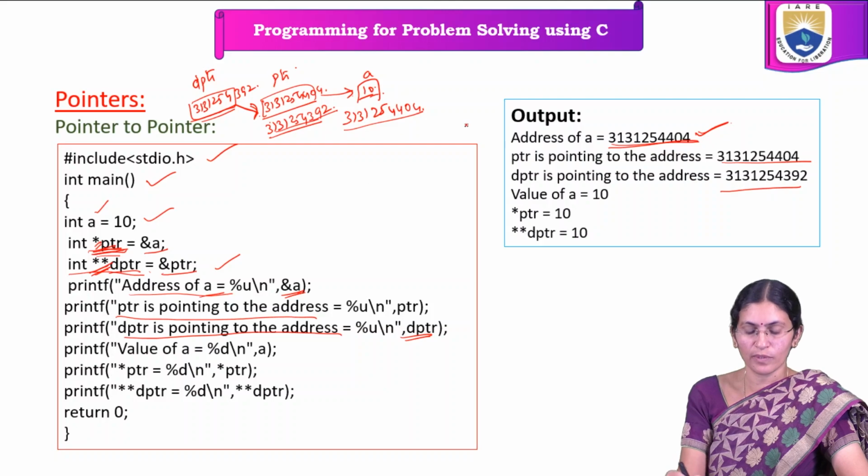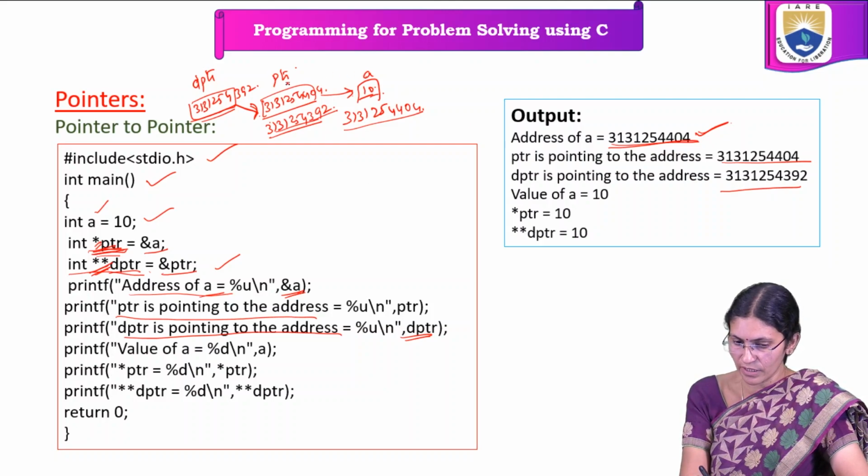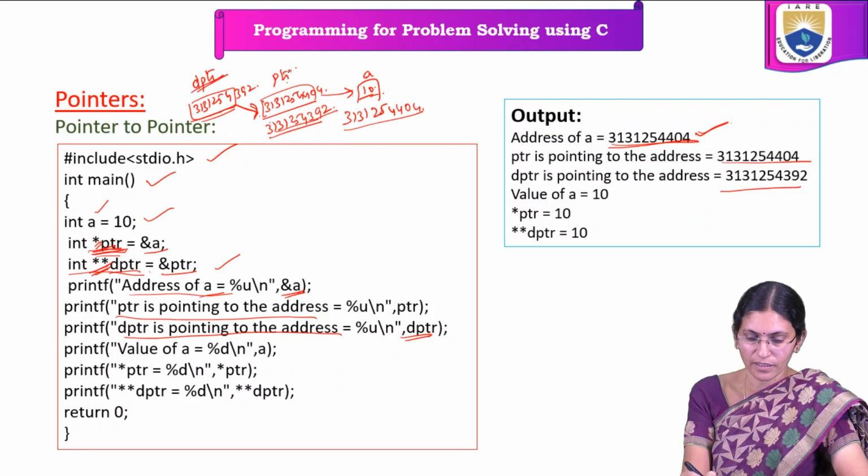In this way we can visualize this output. PTR is pointing to A and DPTR is pointing to PTR. Therefore DPTR will hold the address of PTR and PTR will hold the address of A.